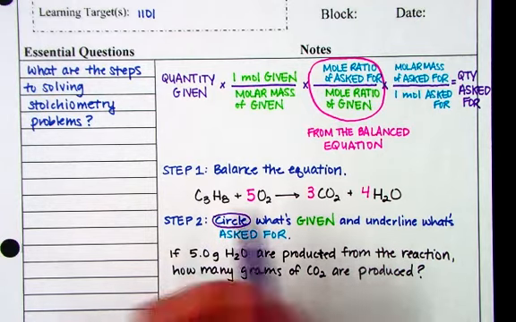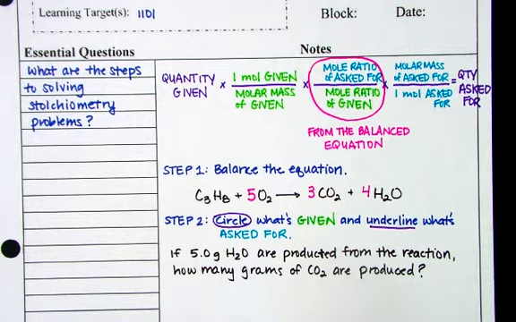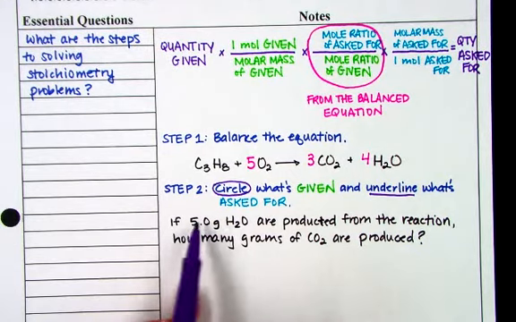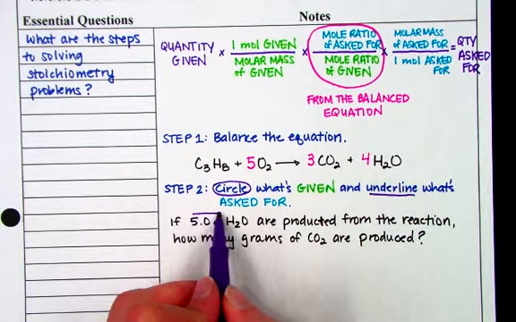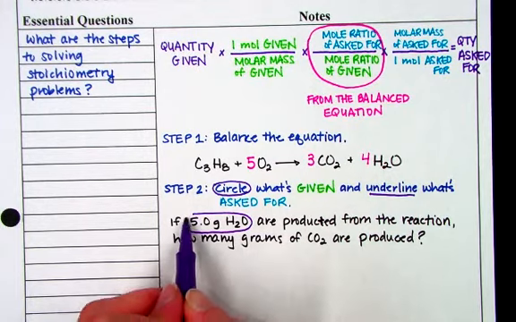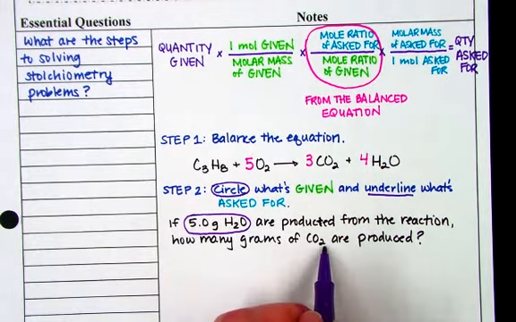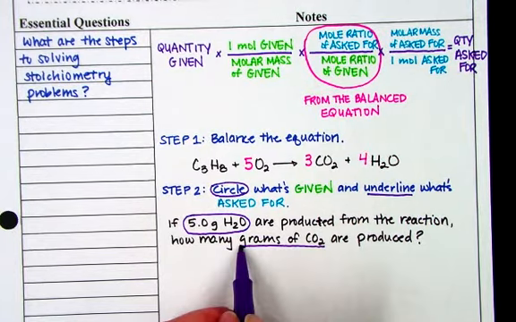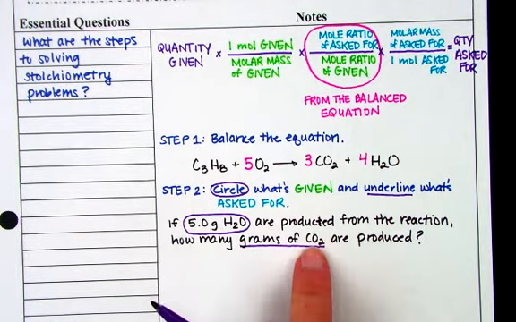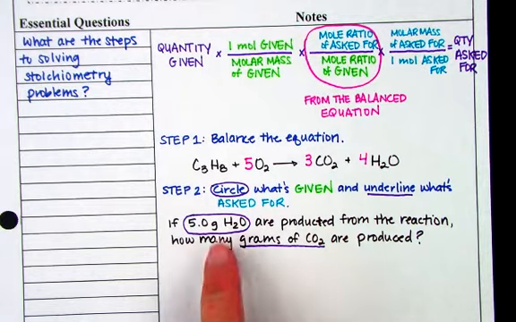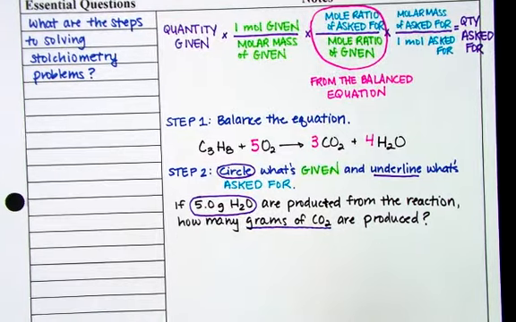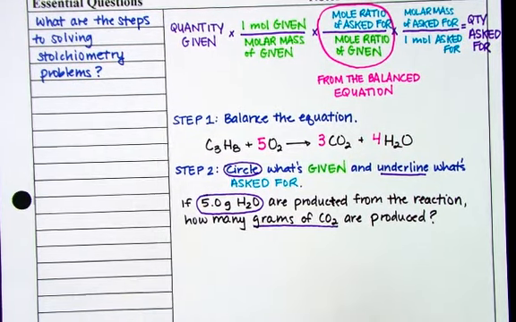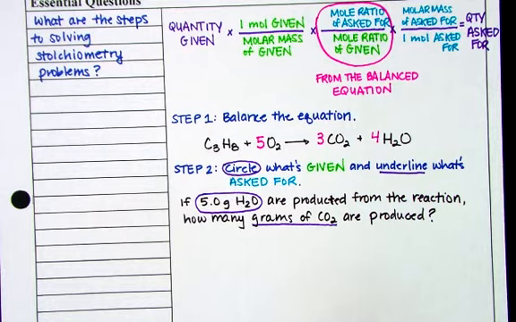Circle what's given, underline what's asked for. Remember, make sure you circle the number, the unit, and the chemical formula. Then for what is being asked for, make sure you underline the unit and the formula. This is grams to grams of 2 different chemicals. So far, so good.